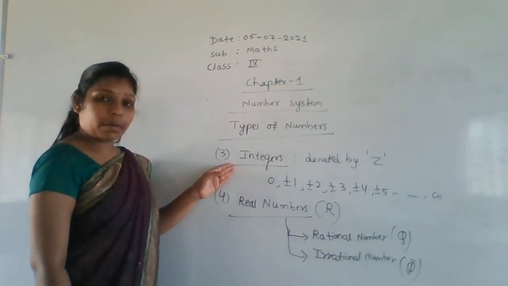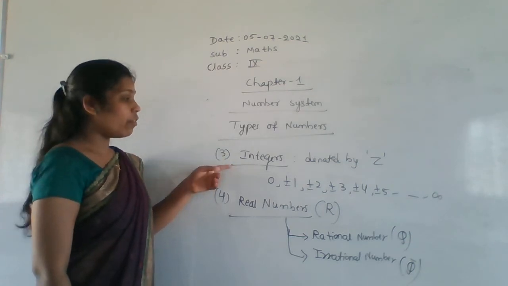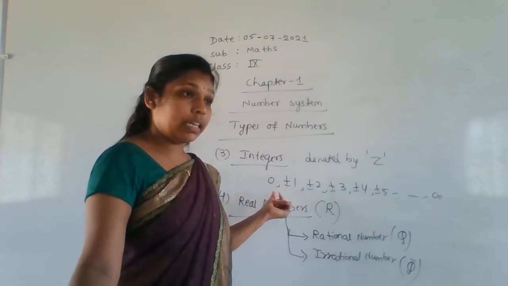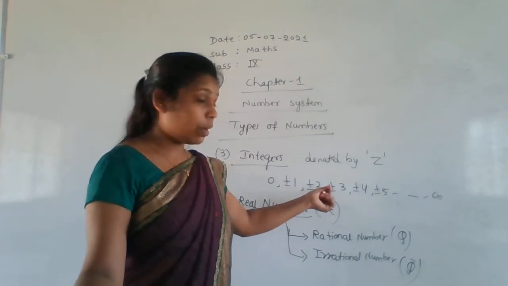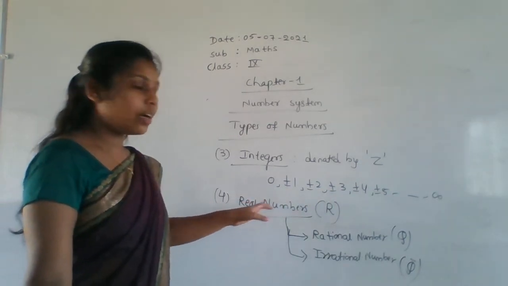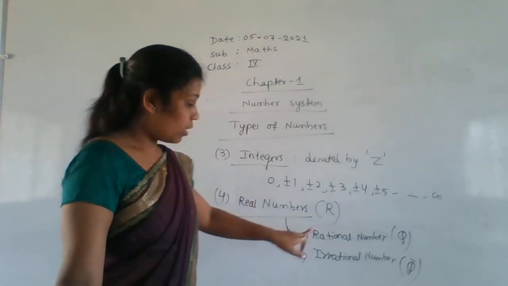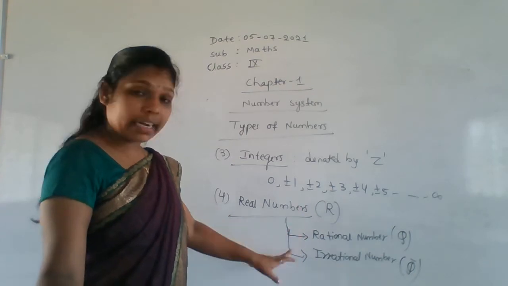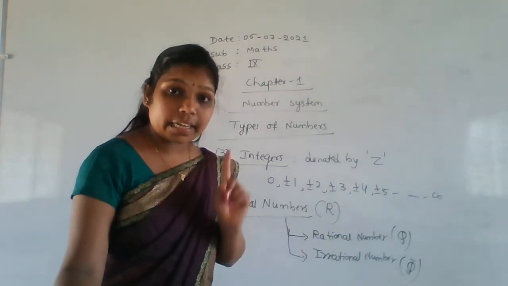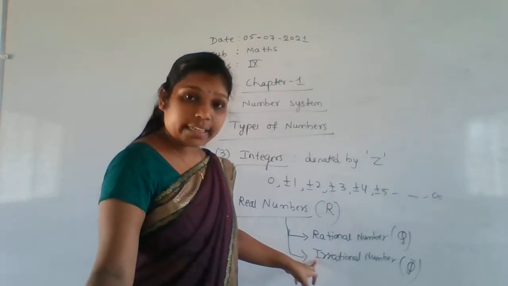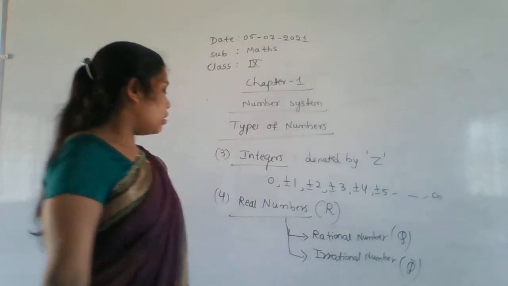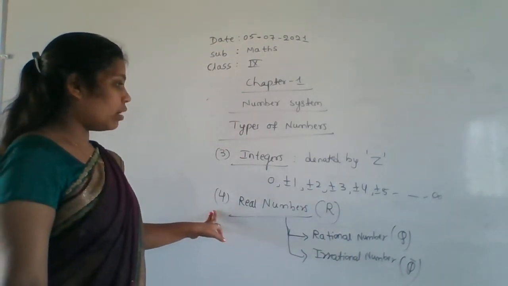So the third type of number is the integers, denoted by Z, and the numbers are 0, plus or minus 1, plus or minus 2, plus or minus 3, so on up to infinity. Next, the real numbers, denoted by the capital R, which again has two categories. The first is the rational number, denoted by Q, and the other is the irrational number, denoted by Q bar. Right? So the fourth type of number is over.